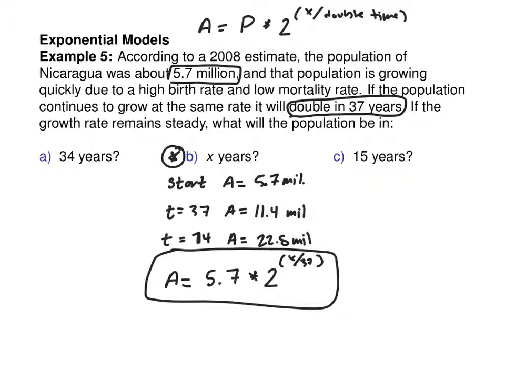So now that you know that formula, how would you figure out how many people there were going to be in 34 years? Plug in 34. So A would equal 5.7 times 2 to the power of 34 over 37. I didn't actually need parentheses there, but in the exponent you do. If the number for doubling is different, then we just put that under. If the number for doubling is different, the denominator changes. Is that what you were asking?